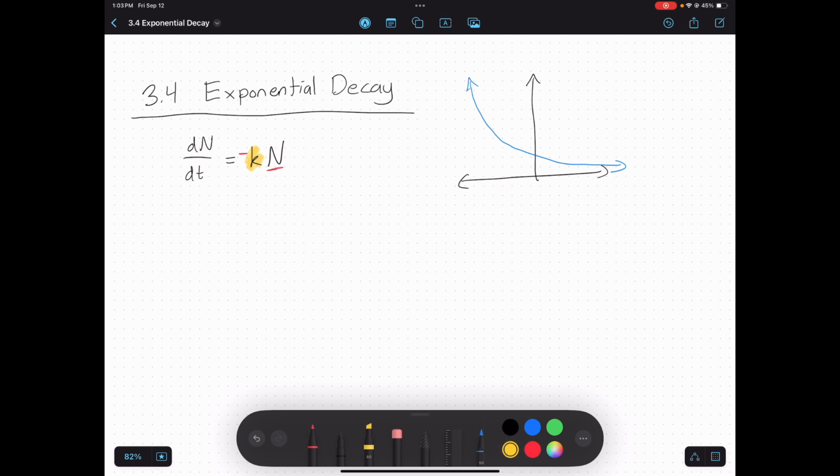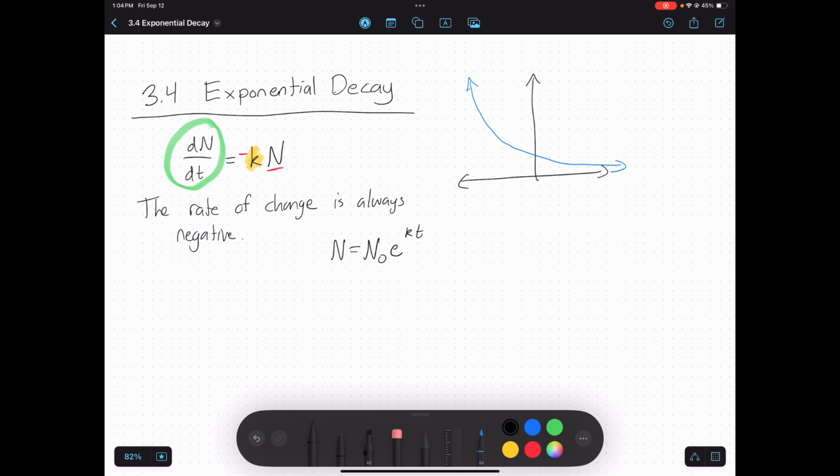So what does this tell you about your growth rate? What does this tell you about my rate of change if there's a negative right here? This means that the rate of change is always negative. And this is what gives me an exponential decay function. But what's cool about decay functions is they use the same exact equation as we used for the growth function. The only difference is what's going to be true about k. K is going to be less than 0 for decay functions.